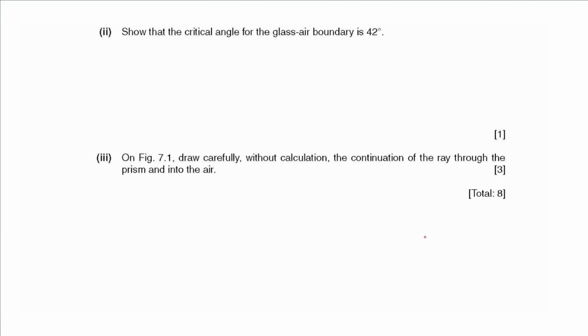Double I says show that the critical angle of the glass air boundary is 42 degrees. We can use n is equal to 1 over sine the critical angle. So the calculated refractive index 1.5 is equal to 1 over sine the required angle here. We can exchange the position of these two. So sine the critical angle is 1 over 1.5, and then we use the calculator to calculate shift sine answer.